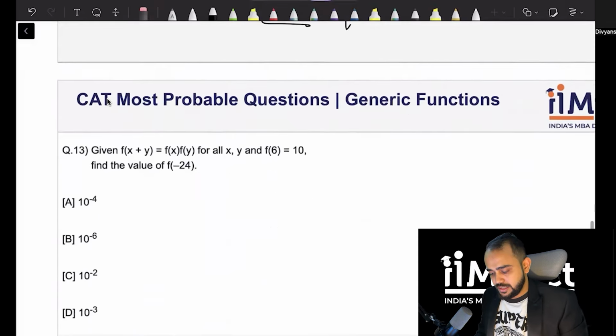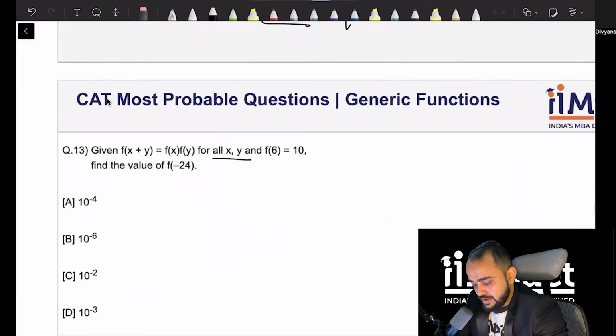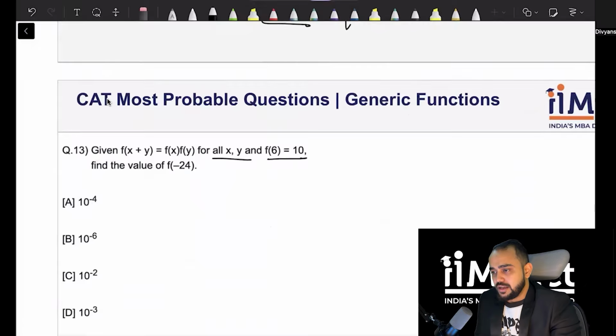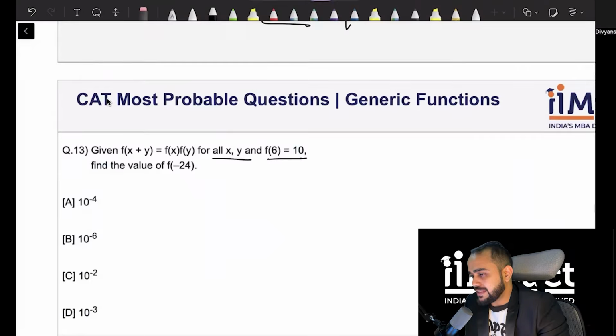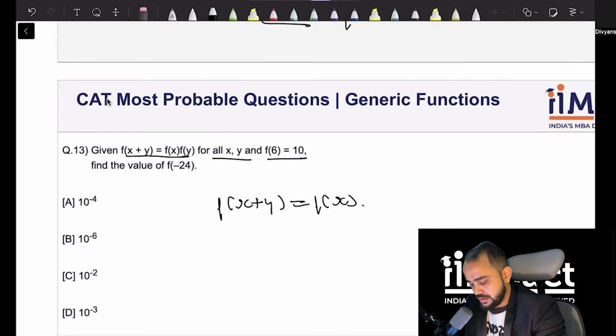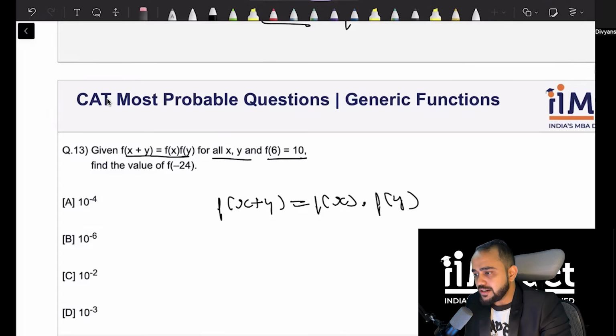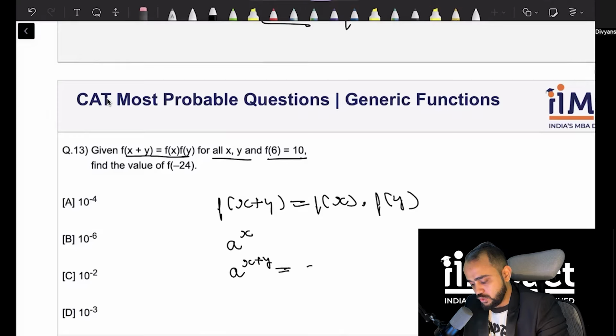All right, let's proceed. f of x plus y is given to me as f of x into f of y for all x, y, and f of 6 is given to me as 10. Now, for the guessable part of the function, we can actually make a guess here. You are given f of x plus y is equal to f of x into f of y. So we can replace f of x with a to the power x. So this will become a to the power x plus y is equal to a to the power x into a to the power y, which is a to the power x plus y. So this is correct.